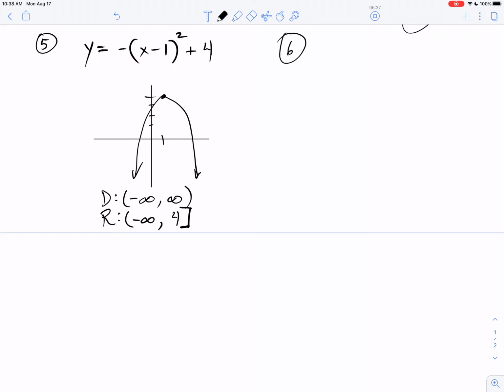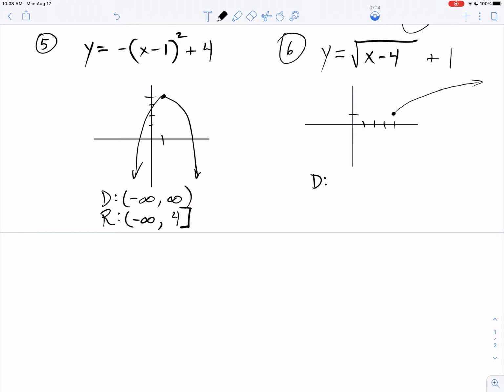Let's go on to 6. Number 6. Ooh, here we go. It's a square root graph. Now, here's the thing. Square root graphs always have that graceful, slow climbing arc look to them. That's what they look like. So I'm going to go 1, 2, 3, 4 to the right and up 1 unit. There's a dot. And here's the thing. This is what they look like. They just gracefully climb. Now, why do they do that? We'll go into that more. Remember, this is our first lesson.